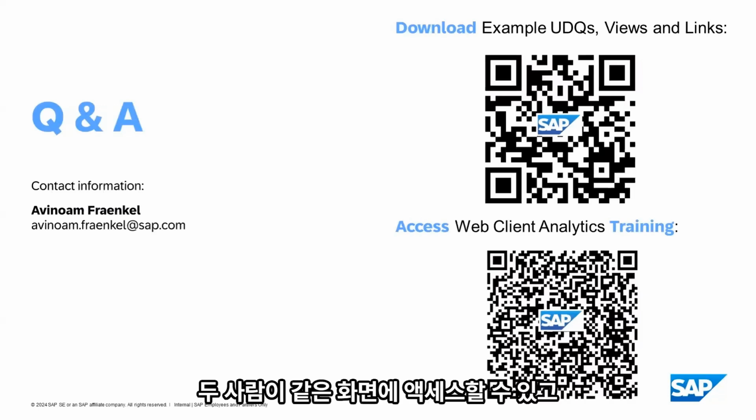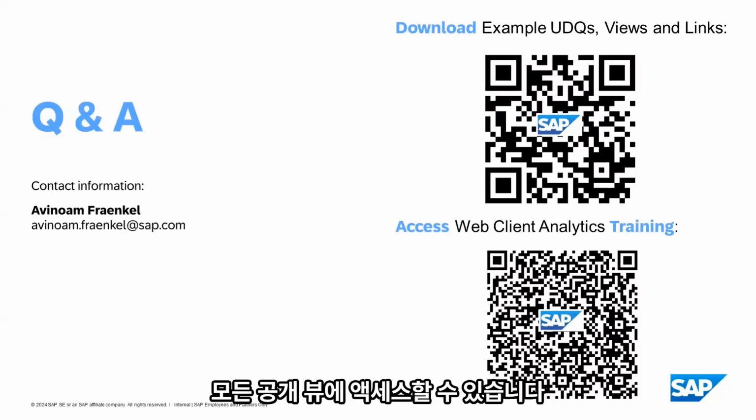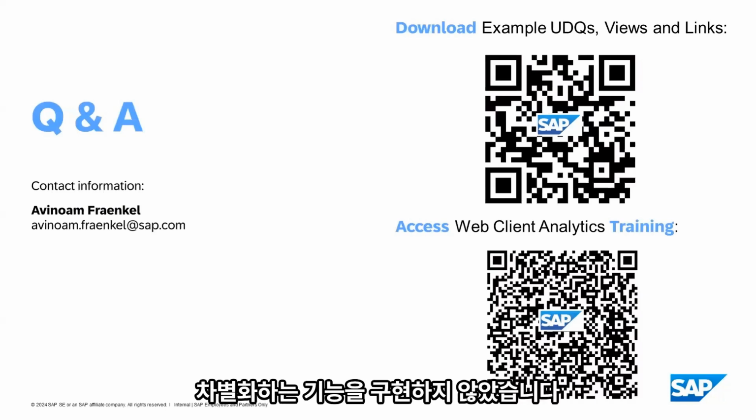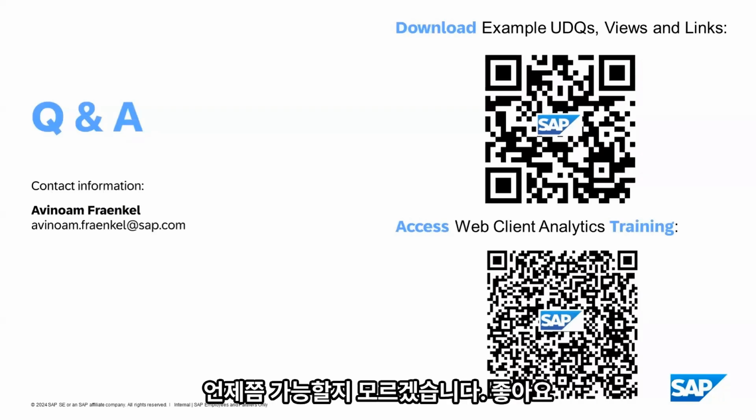And if two people have access to the same screen, if we've got public views on both of those screens, they're going to have access to all of the public views. We have not yet implemented the ability to differentiate on a user basis. Not yet. Watch this space, hopefully. I don't know when. Okay.